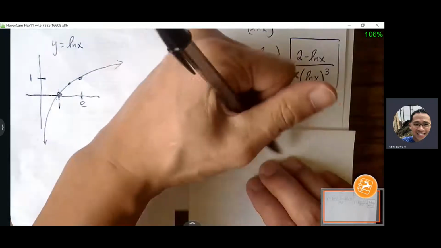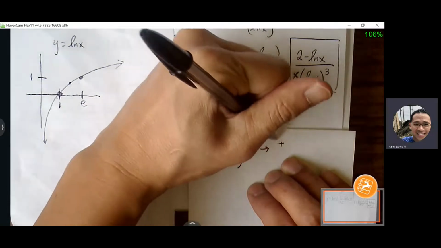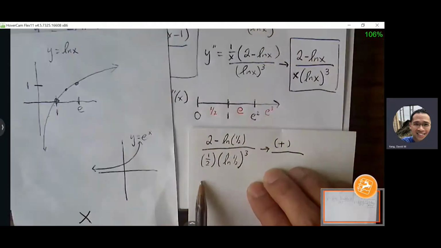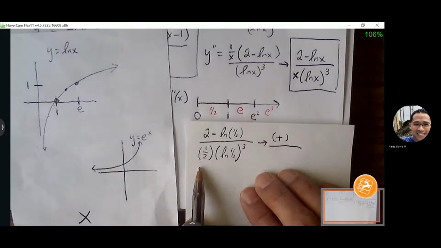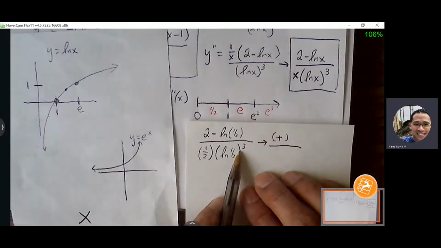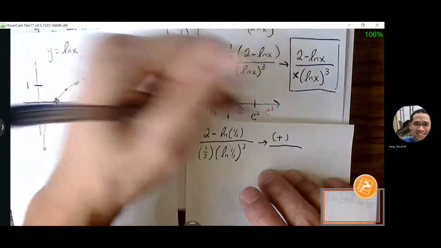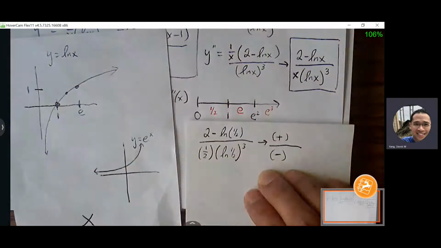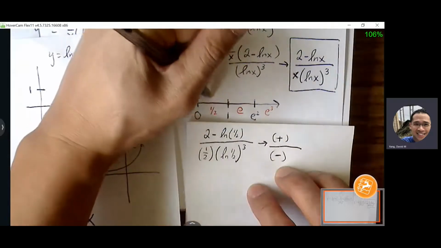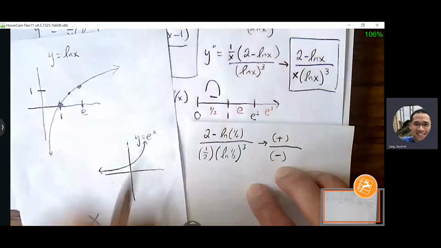Numerator is going to be positive, right? 1/2 is positive. How about natural log of 1/2 cubed? Negative cubed is still going to be what? Negative. So positive over negative is negative. So we know this first interval is going to be concave down.